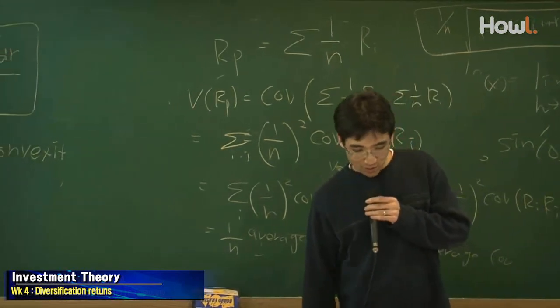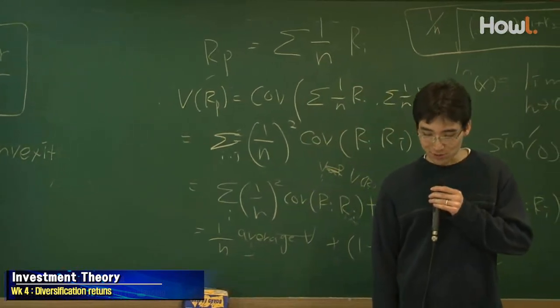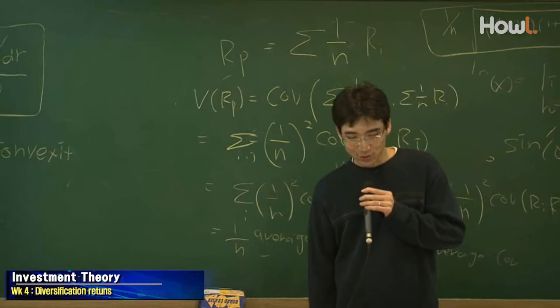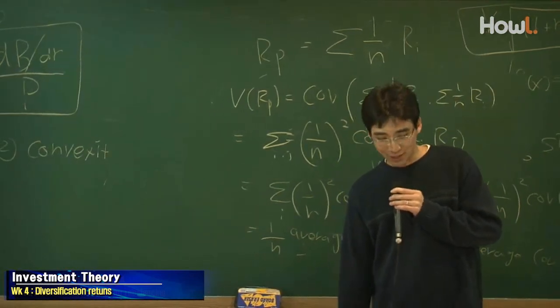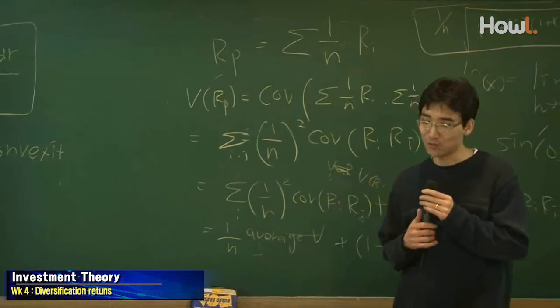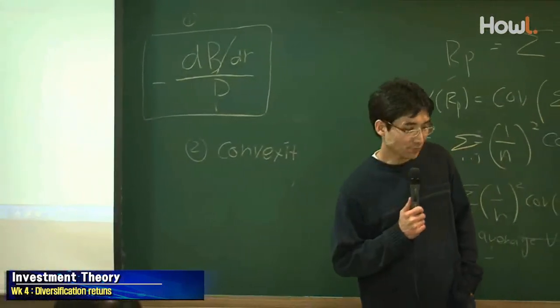So eventually, the variance reduction benefit, the diversification return, is simply average variance times 1 minus average correlation, divided by 2. Any questions?